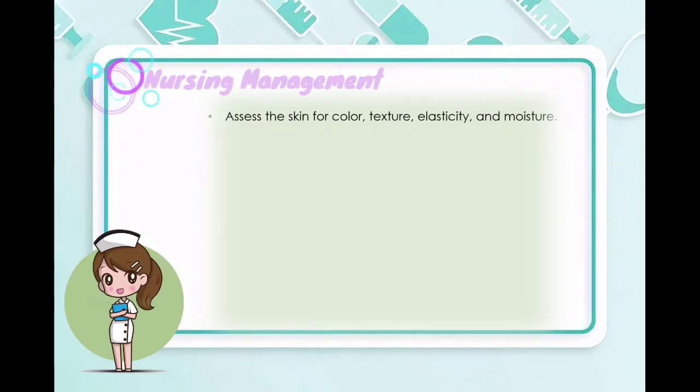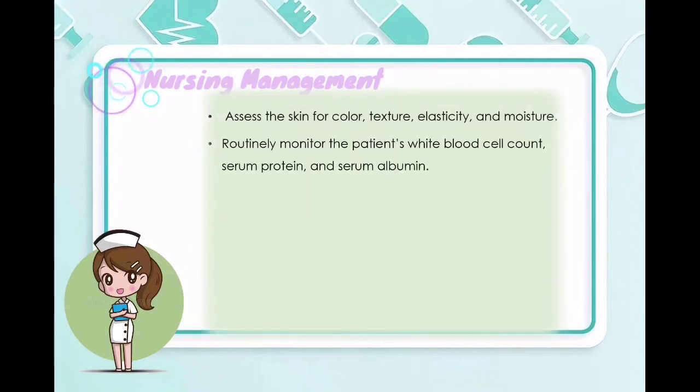For our nursing management or nursing interventions, we need to assess the skin for color, texture, elasticity, and moisture. Proper skin assessment and documentation facilitates prevention of skin breakdown, which is the body's first line of defense against pathogens. We also need to routinely monitor the patient's white blood cell count, serum protein, and serum albumin. These lab values are closely linked to the patient's nutritional status and immune function.